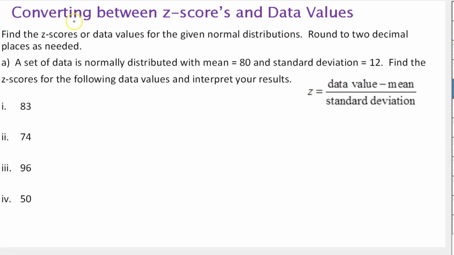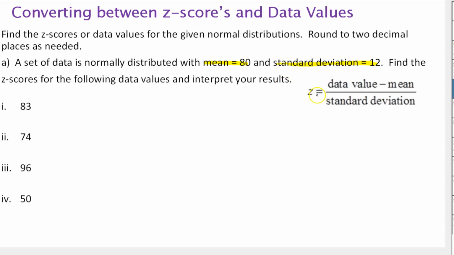In this video, we're going to convert between z-scores and data values. Find the z-scores or data values for the given normal distributions, round to 2 decimal places as needed. So in this first set of problems, we're told that a set of data is normally distributed, the mean is 80, and the standard deviation is 12. We're asked to find the z-scores for the following data values and interpret your results.